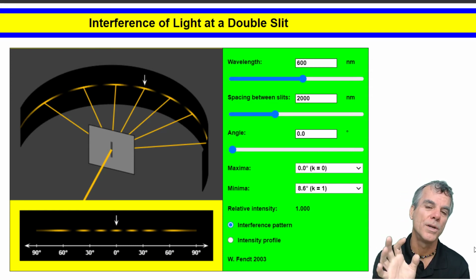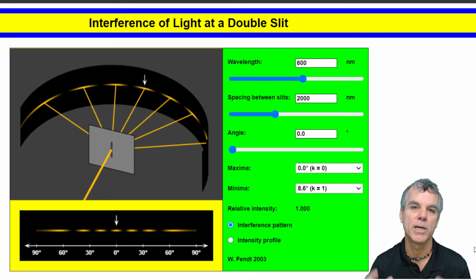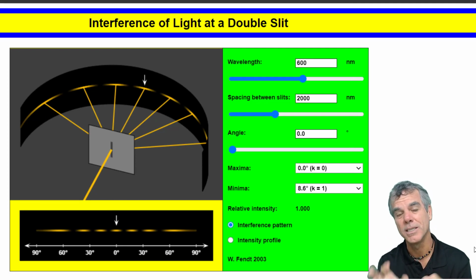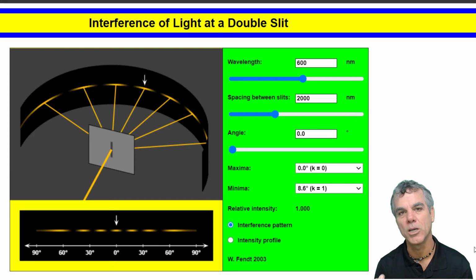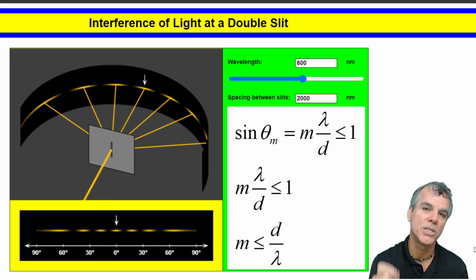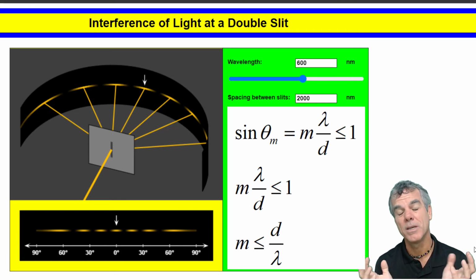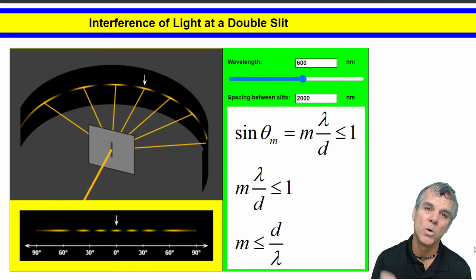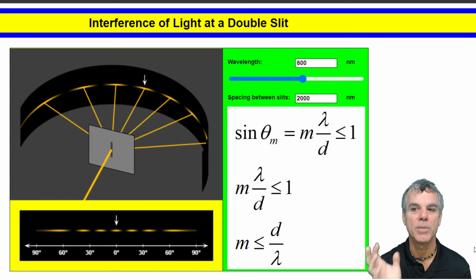If I ever want to know what is the highest order bright fringe that'll be produced by a particular double slit experiment, then all I need to realize is that sine theta always has to be less than or equal to 1. And since the condition for bright fringes is sine theta equals m lambda divided by d, I know that m lambda divided by d always has to be less than or equal to 1, or m has to be less than or equal to d divided by lambda.